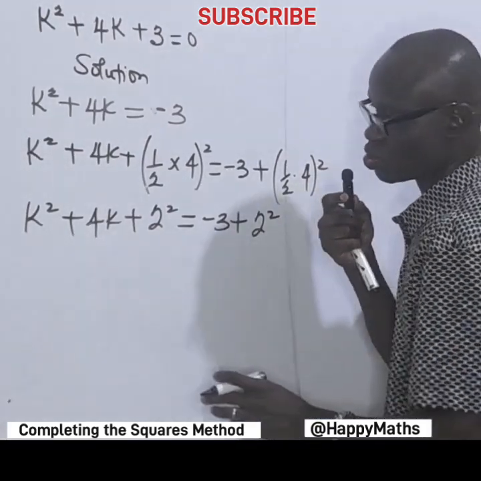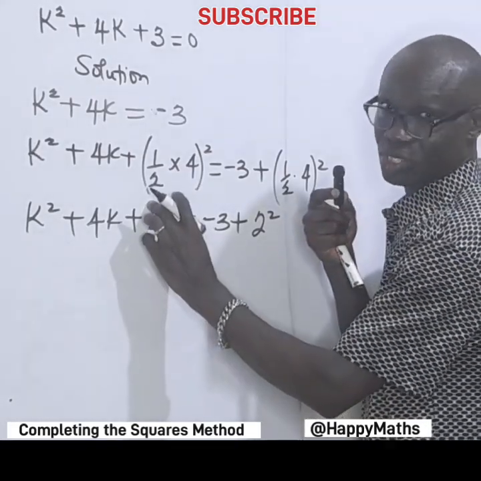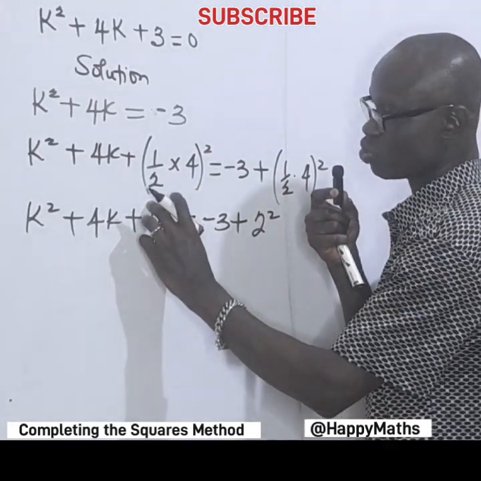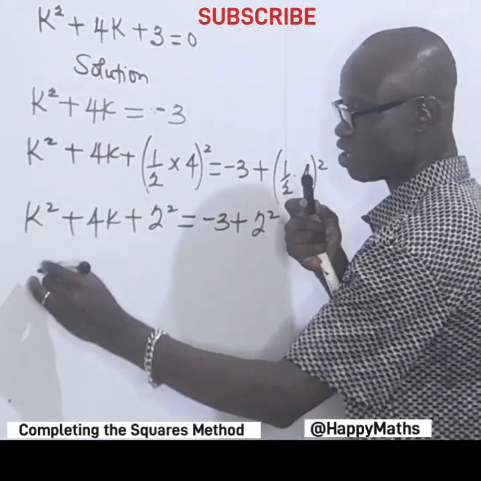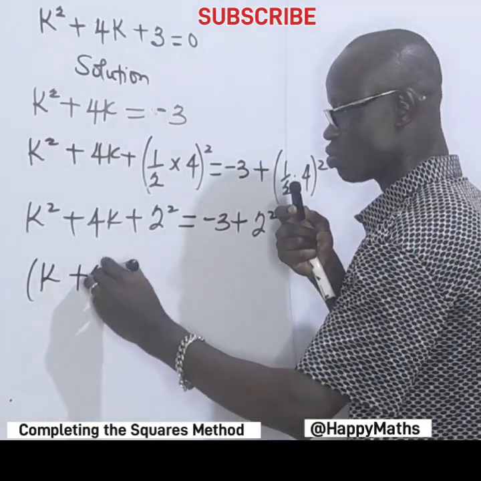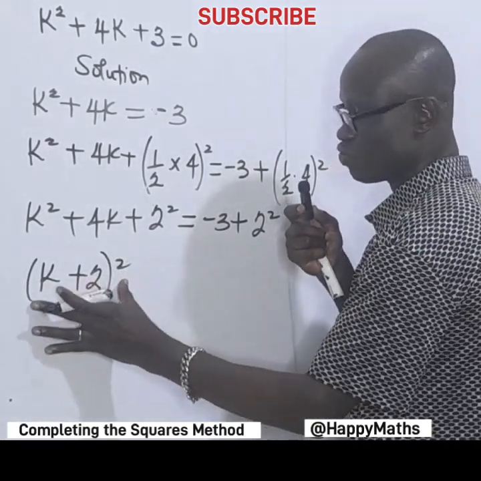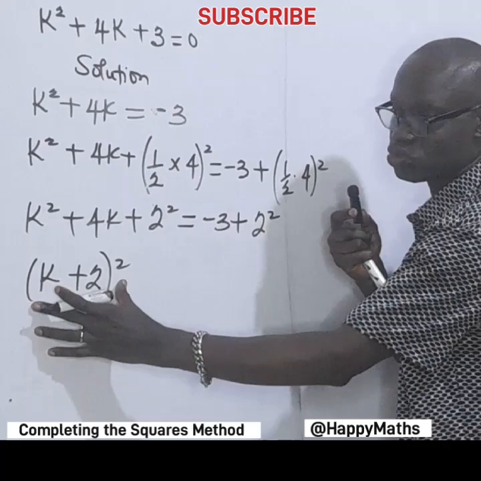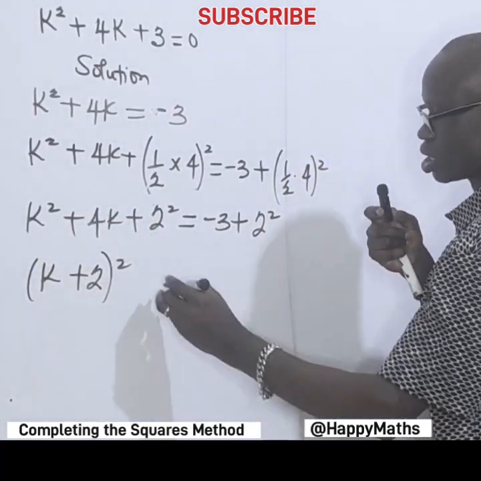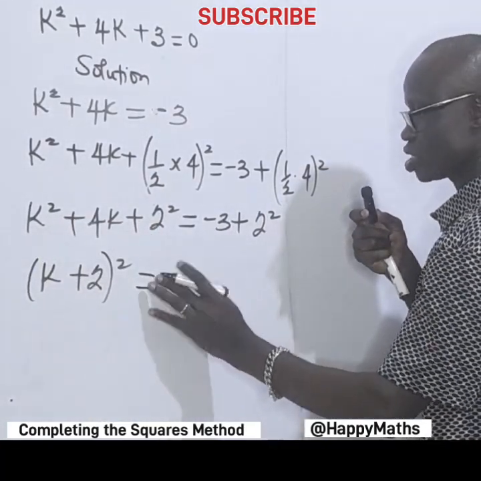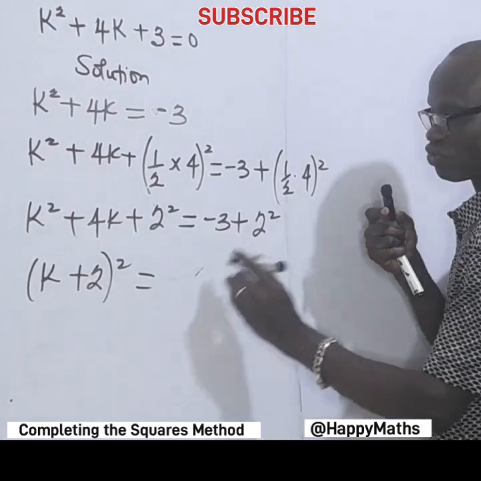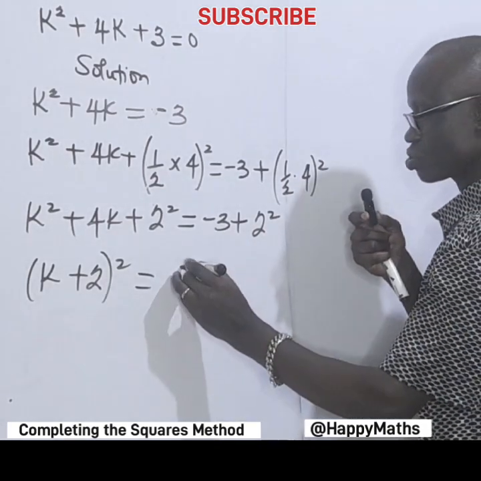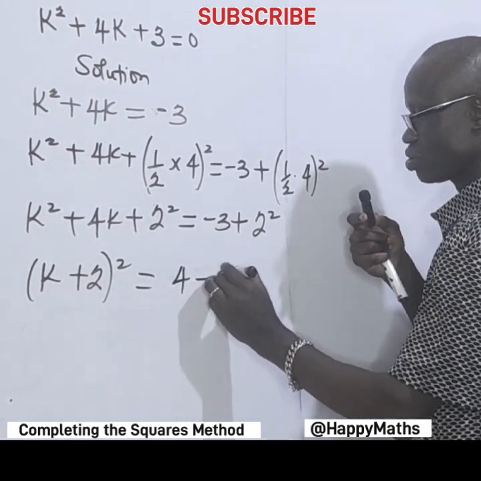Please, in completing the square, don't be in a hurry to make this 4 or to combine the highest power of 2. So we have it as k plus 2 squared. If you expand k plus 2 squared, you get this back. So this will give us -3 plus 4, that will give us 4 minus 3.